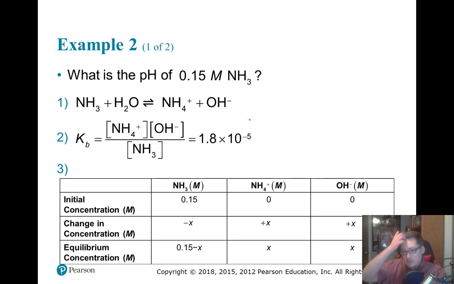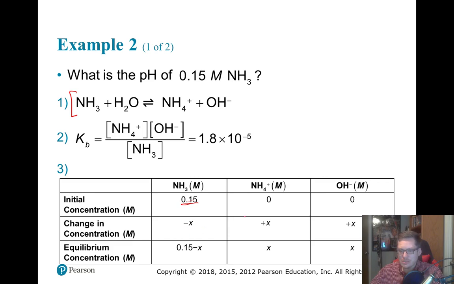So now we want to be able to calculate the pH of a weak base solution. This is pretty easy. Here's our general formula, and this is going to work very similar to the weak acids. We're just going to use our ICE table in order to calculate our concentration of hydroxide. So here's our ammonia. Here's our initial concentration at 0.15, starting with 0 ammonium, 0 hydroxide.